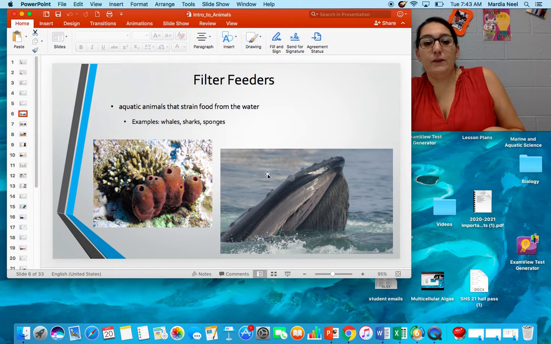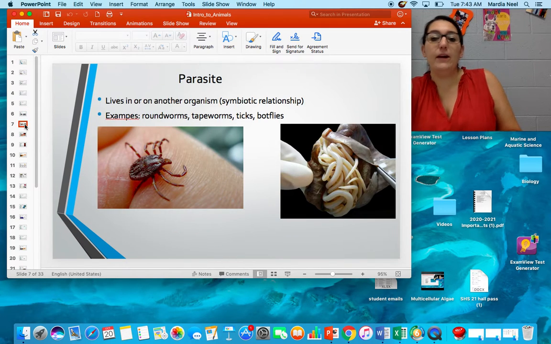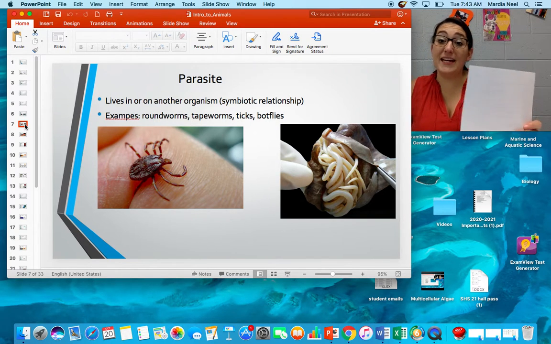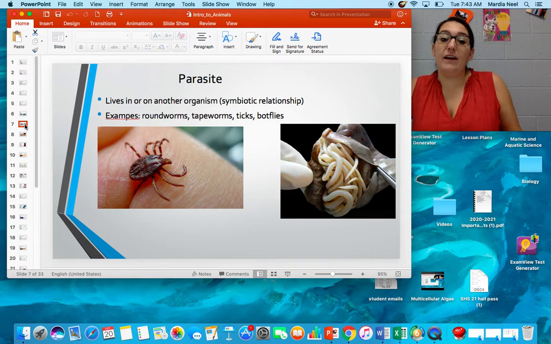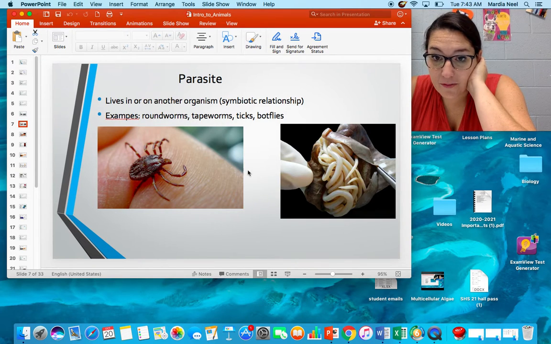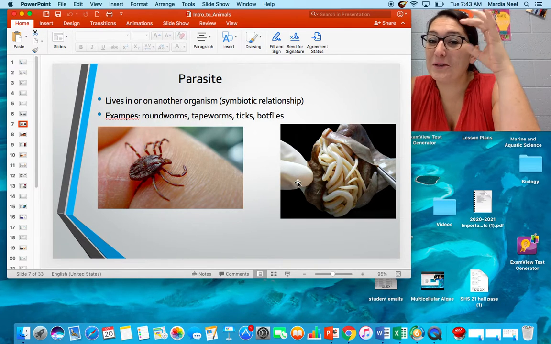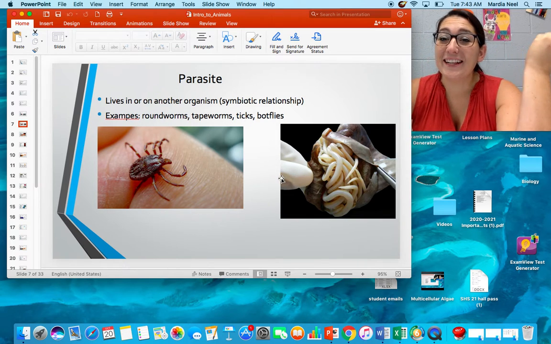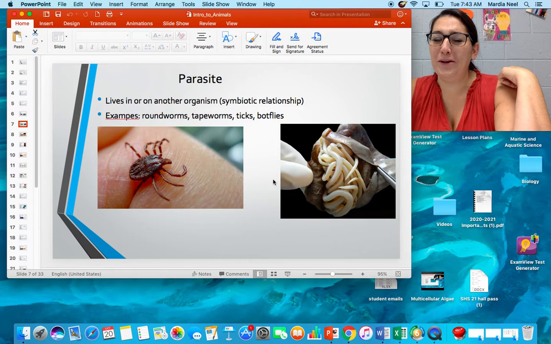So here's your filter feeders. This is a sponge on the left, and on the right you have a whale. A parasite is an organism that lives in or on another organism. You've got roundworms, tapeworms, ticks, botflies. On the left is a picture of a tick. On the right are pictures of roundworms that have infected the intestine of an animal. Kind of gross. Grosses Miss Neal out. I don't like to talk about them very much, but they are parasitic.